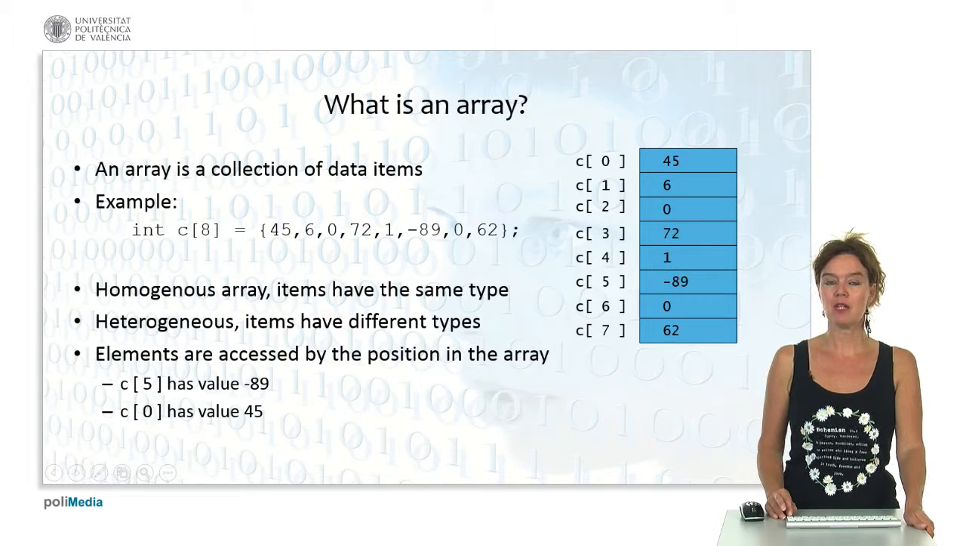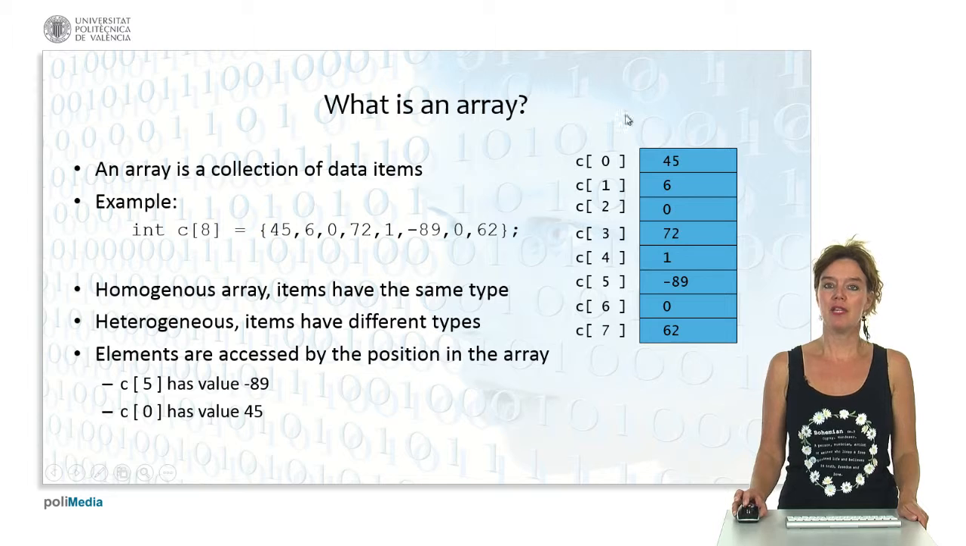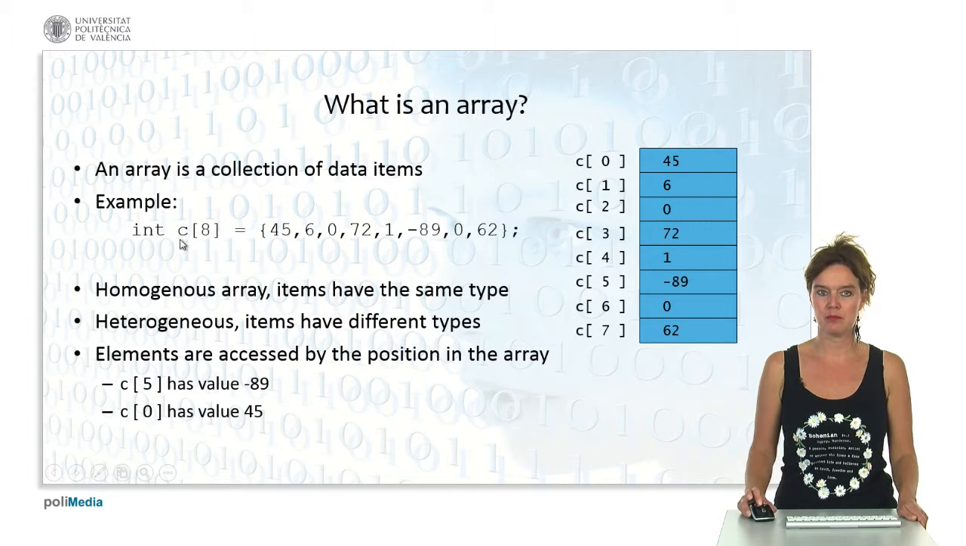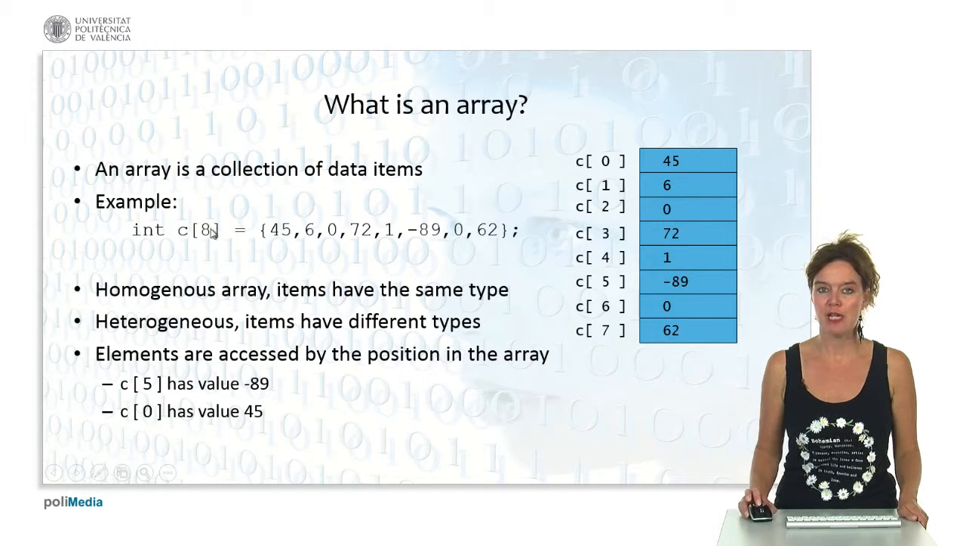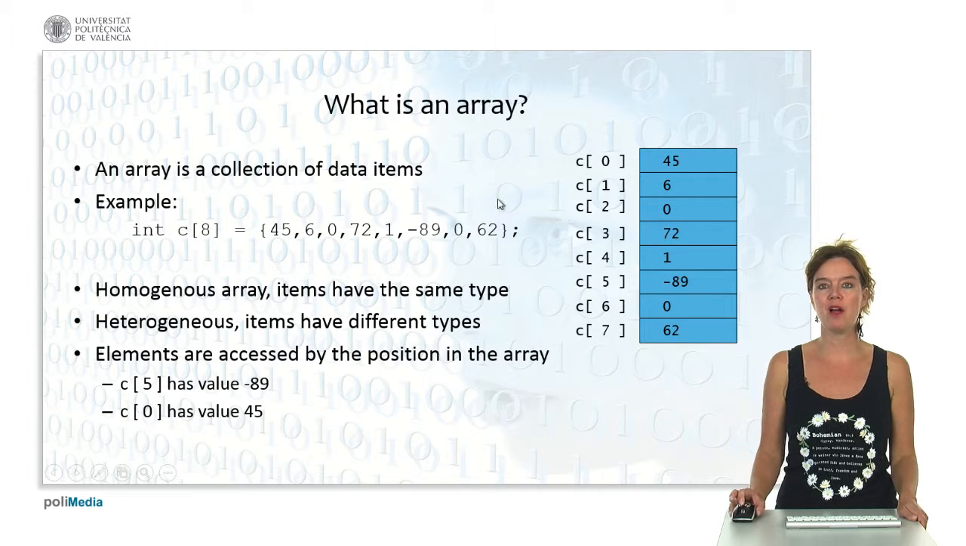An array. An array is a collection of data items. Here on the slide we see this collection of data items. The blue ones are the data items, and this is how we store them in an array. The array is called C. It stores integers, and in this example has 8 integers. And here in this statement that is reflected on the slide, you see that we have initialized it with these 8 values. 45 is at position 0, 6 is at position 1, 0 is at position 2, 72, and so on and so on.